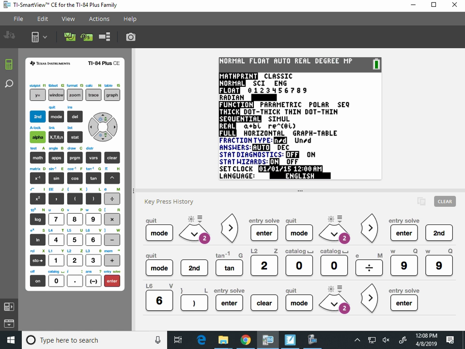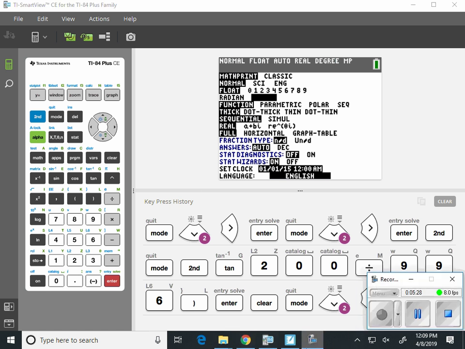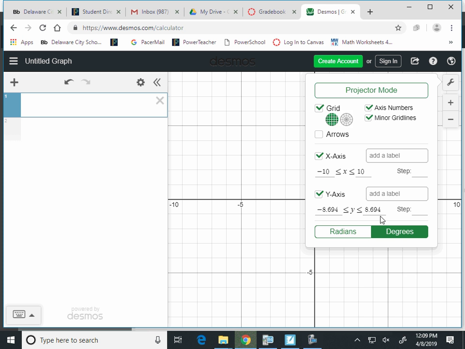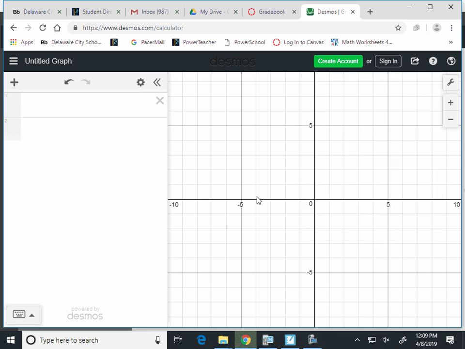If you forget to do that or you don't remember how to do that, you can use Desmos. The state calculator for Desmos is automatically in degrees. So you don't even need to worry about how to remember to change your calculator. Just use Desmos when you have a trig problem and you're plugging sine, cosine, and tangent into it.